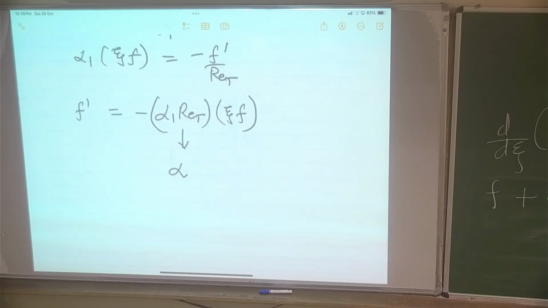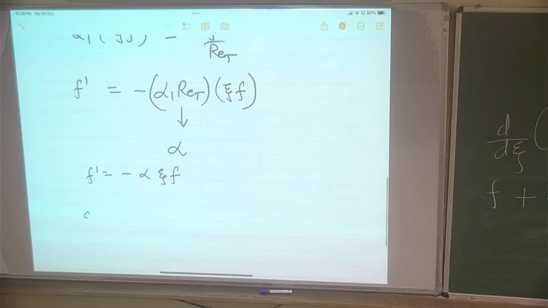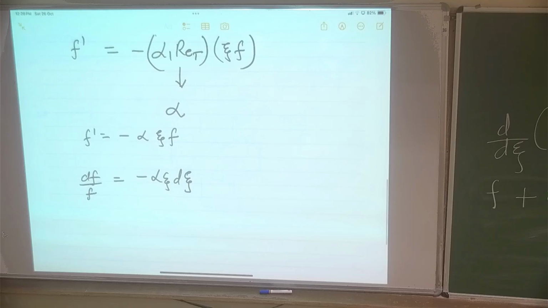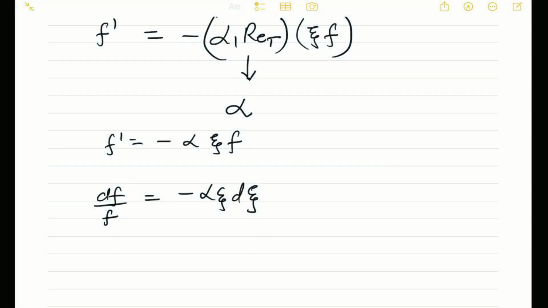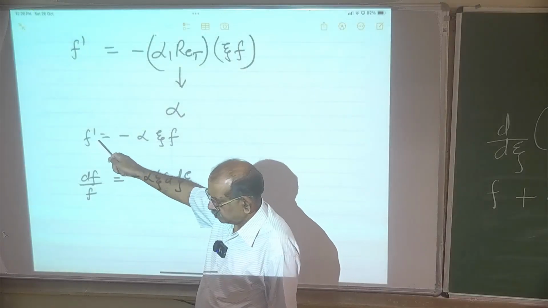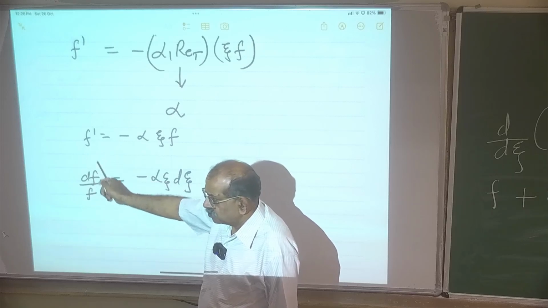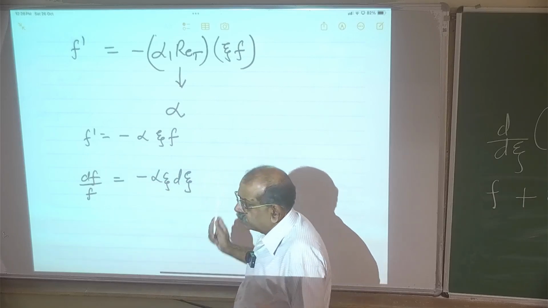this f prime is equal to minus alpha zeta times f, and this I can write as df by f, taking the f on both sides, is equal to minus alpha zeta d zeta. See, we always do this whenever you have f and f prime. You take all the f's on one side, and take the independent variable zeta on the other side.